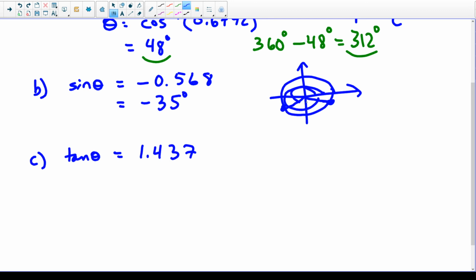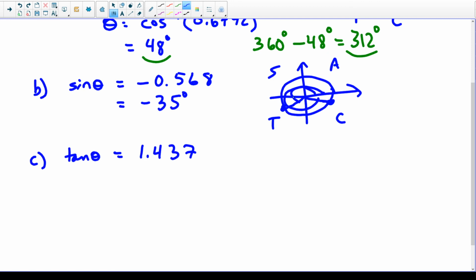Now, how did I know it was both of those quadrants? This is where I don't like the ASTC rule very much, because the ASTC rule just tells you which quadrants are positive. So now your brain has to say, okay, I'm looking for quadrants that are not positive. If the sine is positive here and here, that means it's not positive here and here. I would much rather think of this as horizontal distances for the cosine and vertical distances for the sine.